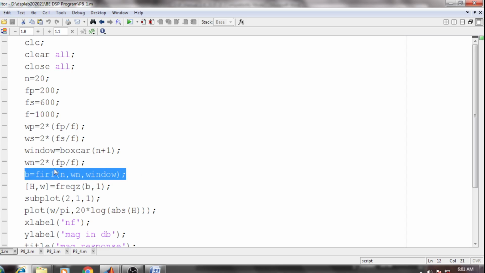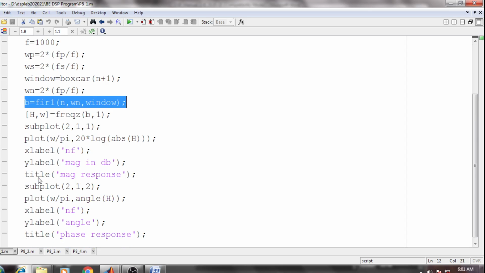So that's why the FIR filter will demand these three things: n, omega n, and window, which window we are utilizing. From that you can find out the coefficients b. Once you get the coefficients b, you can find the magnitude and phase plot. That magnitude and phase plot will give a clear idea about the passband and stop band.